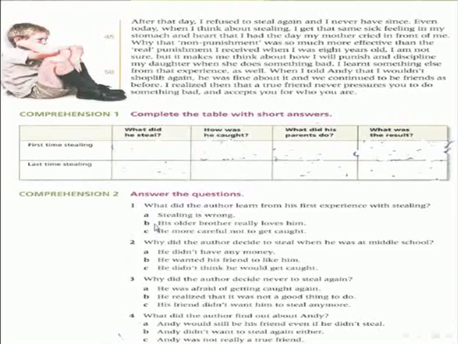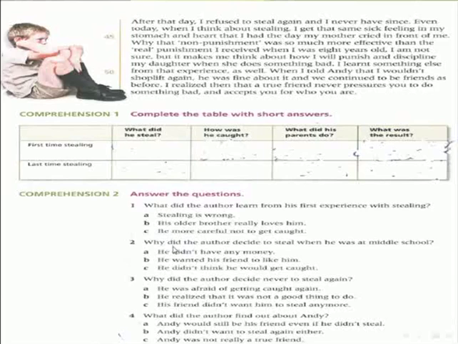Comprehension 2, answer the questions. The same. You switch off the video, you read the question, choose the answers, and then switch on the video and check your answers. Number 1, what did the author learn from his first experience with stealing? Is it A, B, or C? Actually, it's C. Be more careful not to get caught.